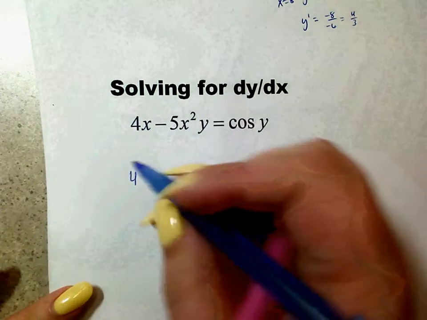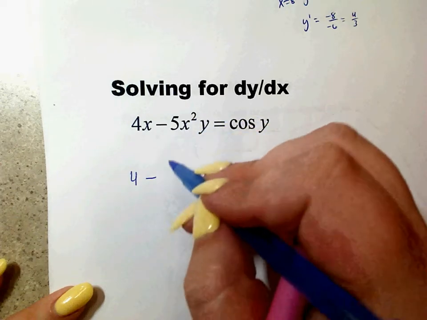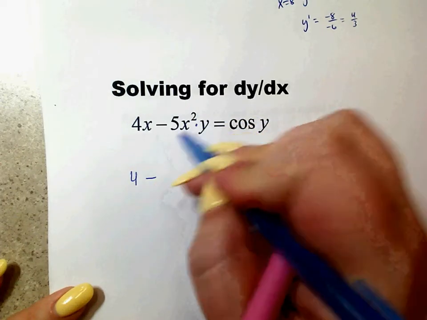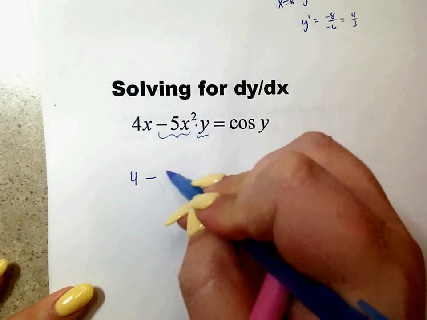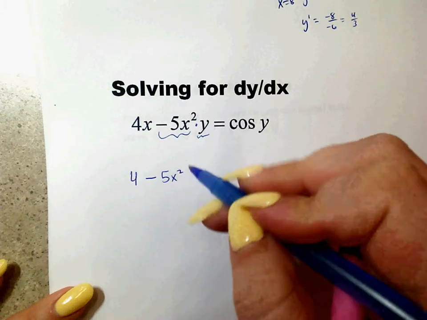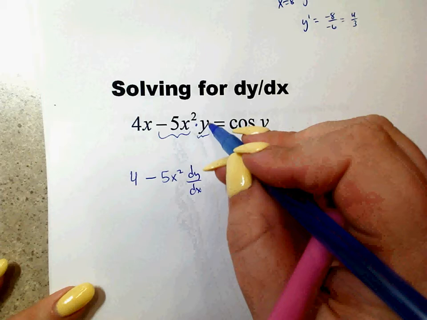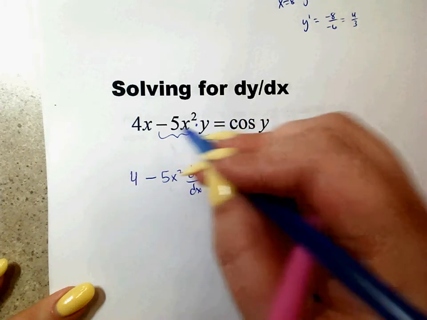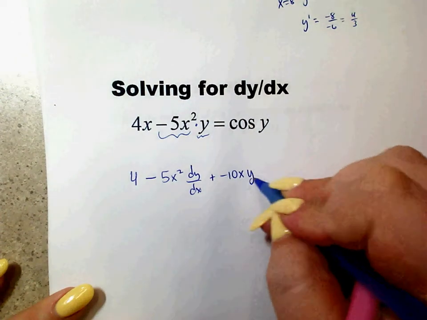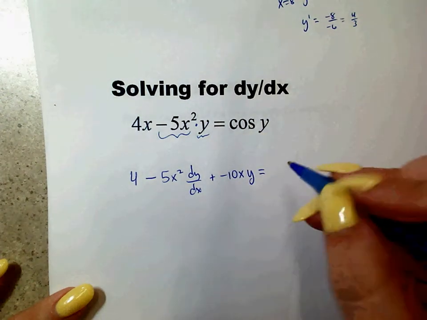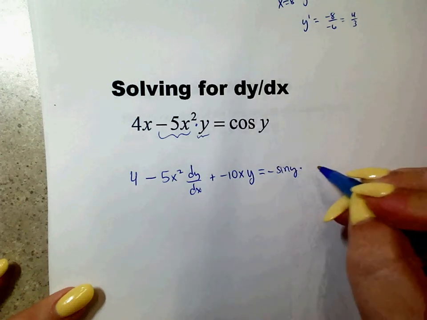So the derivative of 4x is 4 minus, I said minus, I'm going to go ahead and consider this to be product rule. I'm going to let negative 5x squared be f and this be g. So first, negative 5x squared times the derivative of the second, the derivative of y, I'm going to use dy dx here instead of y prime. So first times the derivative of the second plus the derivative of the first, which is negative 10x, so I could have said minus, times the second y, equals, and the derivative of cosine of y is negative sine of y times the derivative of the interior, dy dx.